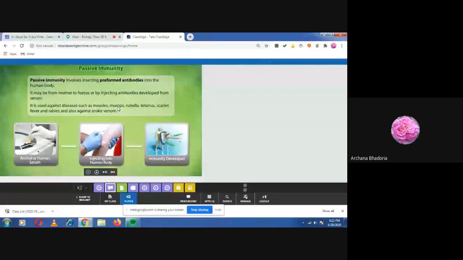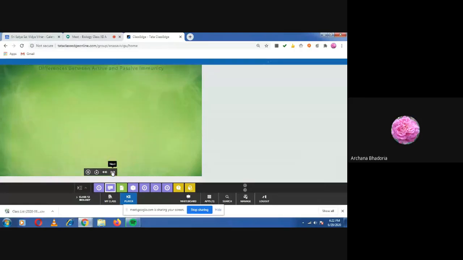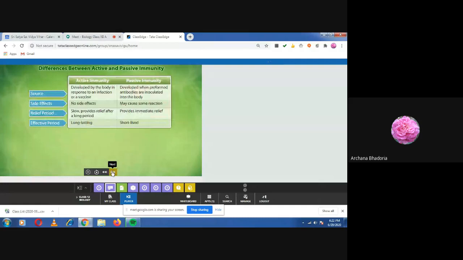Okay, so now shall I take up the next one? So differences you can note down between the active immunity and passive: developed by the body in response to an infection or a vaccine, and developed when pre-formed antibodies are inoculated into the body. Okay, so that way source you can write down, then side effects. Active immunity has got no side effects.